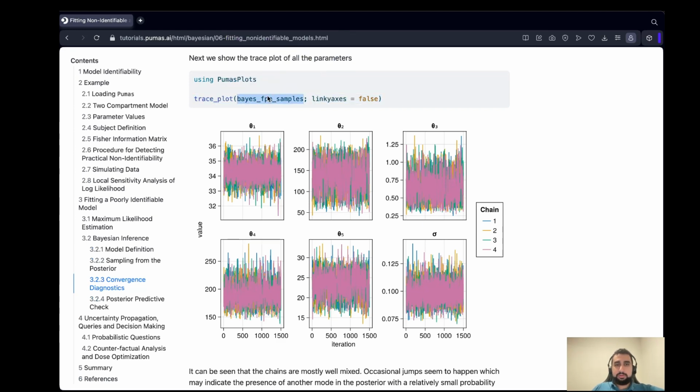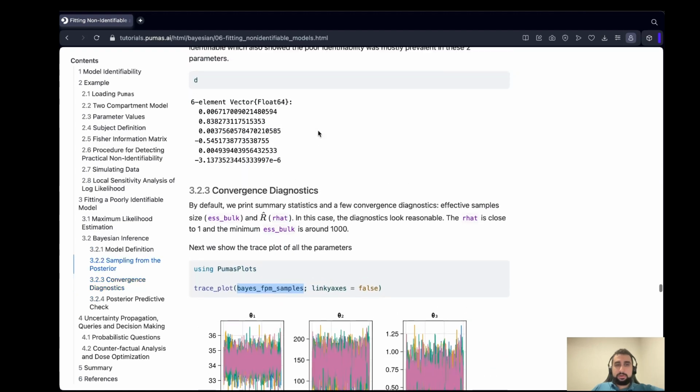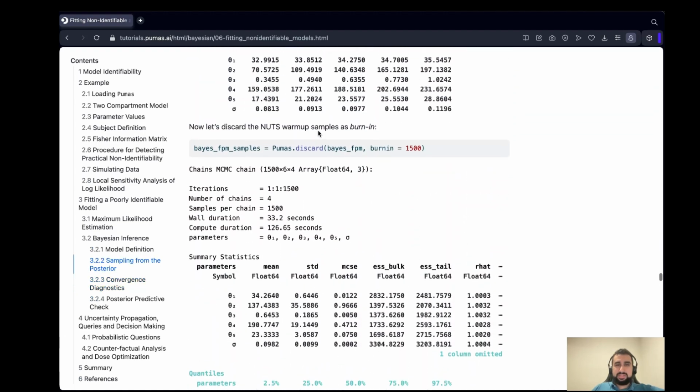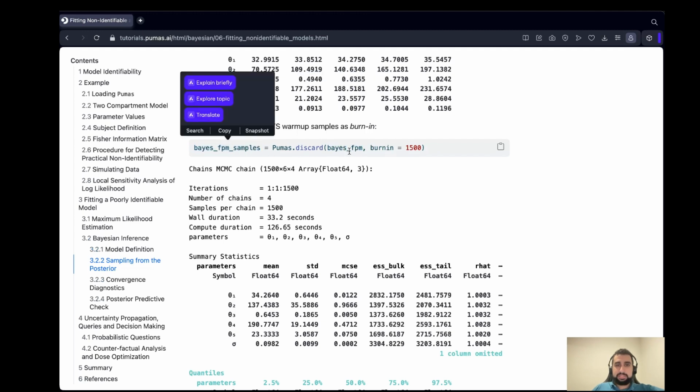Again, we passed with the output of fit or discard. So actually the output of discard is the same type as the output of fit. So these two objects here have the same type, and so you can pass them to the same functions downstream for diagnostics and plotting and stuff like that.